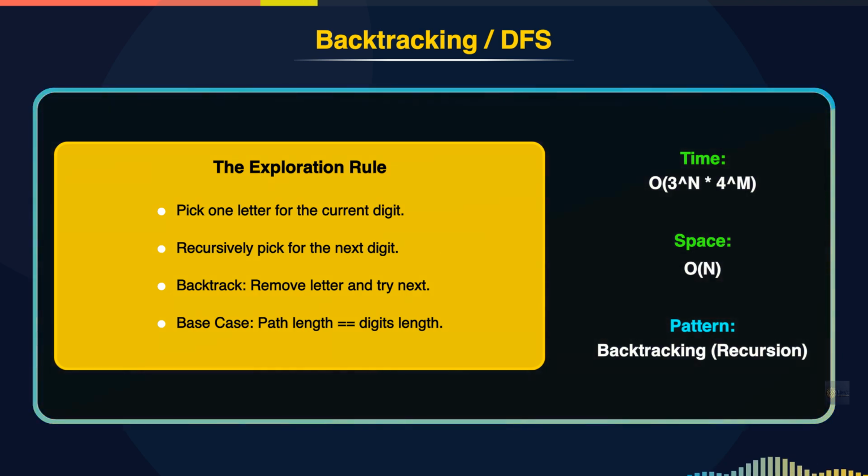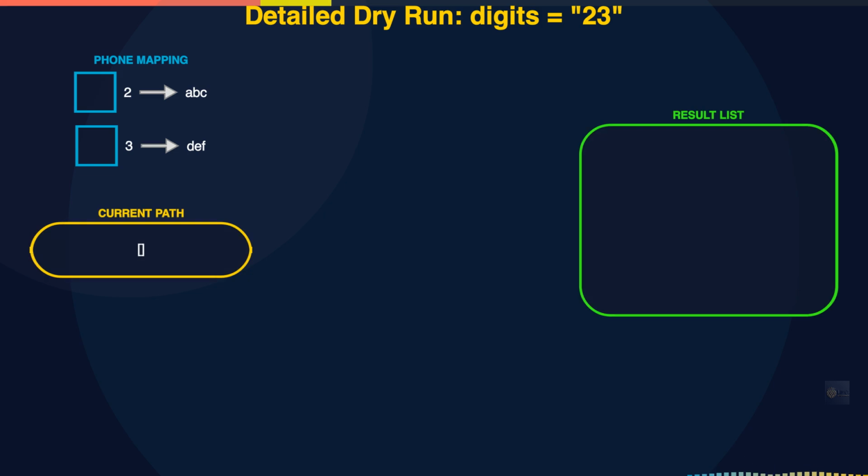Let us walk through a dry run with the digits 2, 3. Look at the screen. At the top, we have our input digits. In the middle, our recursion tree, and at the bottom, our result list. First, we look at the digit 2. It maps to the letters A, B, and C. We start our exploration by picking A. Our current path is now A.